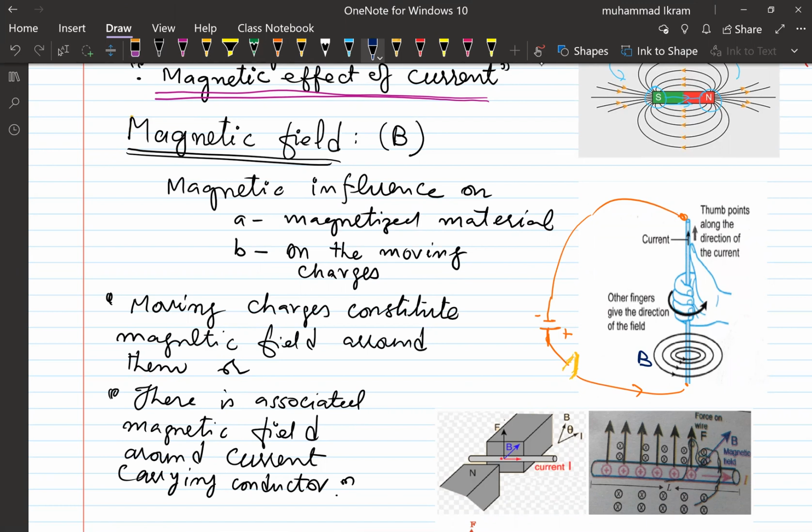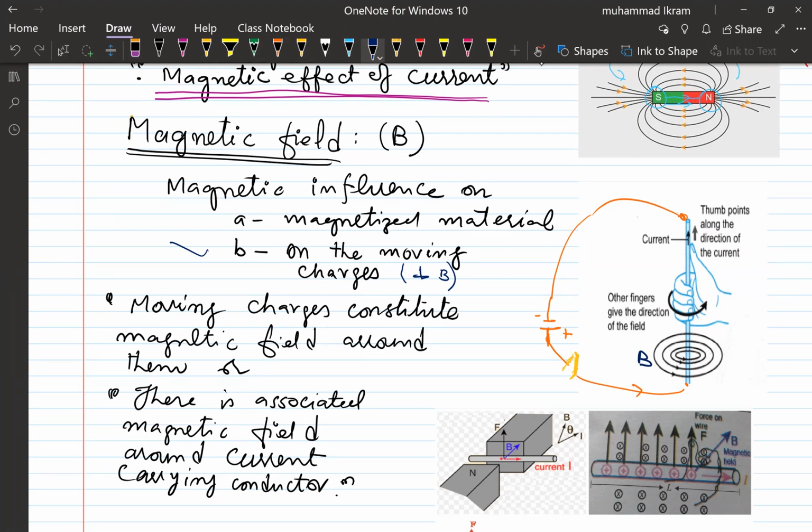Now if you have a permanent magnet or another current carrying conductor, and you bring these two together, then they will influence each other, and that is called the magnetic field. That magnetic field influences magnetic material or the moving charges. Now let's see the moving charges, the direction of which is perpendicular to B. They cannot be influenced if the charges are moving parallel to the magnetic field.